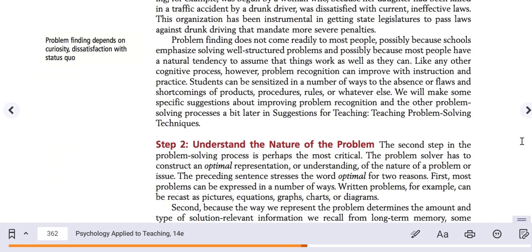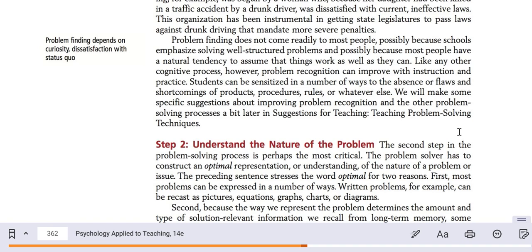Problem finding does not come readily to most people, possibly because schools emphasize solving well-structured problems, and probably because most people have a natural tendency to assume that things work as well as they can. Like any other cognitive process, however, problem recognition can improve with instruction and practice.